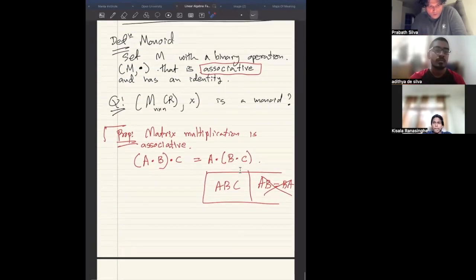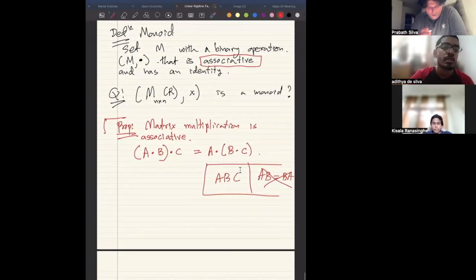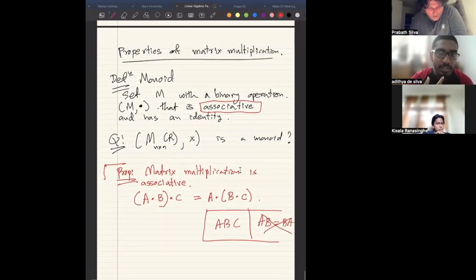I have a question with the definition of monoid. It says with the binary operation. Does it mean the binary operation multiplication or addition or both? I'm not very sure with the term binary operation.